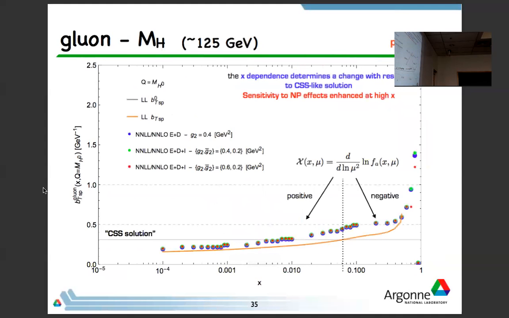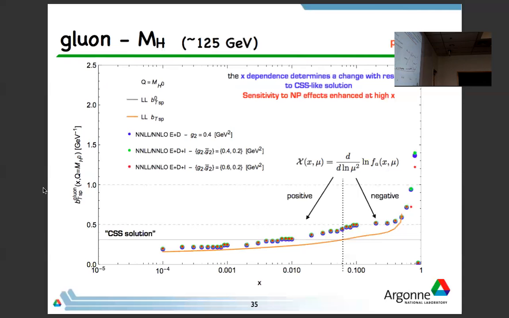Okay, let me show you some results. This is a gluon TMD PDF when the scale is equal to the Higgs boson mass. You cannot see the line here, but this was the CSS-like solution. Let me tell you that the orange curve is our solution at leading log, and you can see that when the derivative with respect to the energy scale is positive, the curve decreases, and when it's negative, it increases. So when you go to larger x, your saddle point can go towards the non-perturbative, the large bT values.